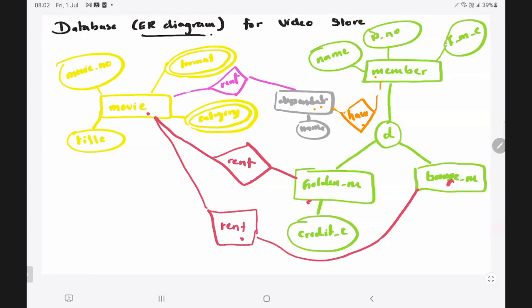Right, the first one. In here, they said the golden member can rent more than one movie. One golden member can rent more than one movie. That means golden ekka golden member kenekuta movies godak ganna puluwan ekakata wada wedi kiyanne godak ne. Then you can put m here, many, and same as the other way, one movie can be rented by more golden members. It's obvious, no? There are movies in the video store, so a lot of people can rent one movie.